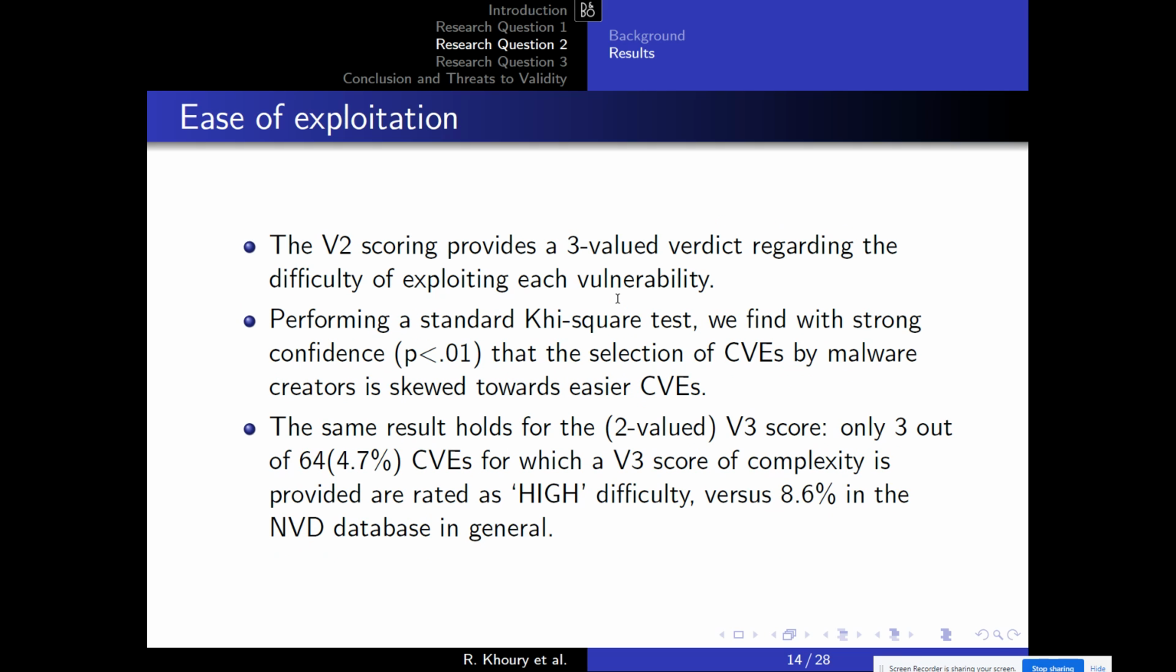The V2 scoring also provides a three-valued verdict regarding the difficulty of exploiting the vulnerability. It's either high, medium, or low. And for the V3 score, it's a two-valued verdict, high or low. Once again, we can find that IoT malware developers prefer vulnerabilities with lower exploit difficulty. Again, we performed the statistical tests and we could find with strong confidence that they prefer easier-to-exploit CVEs, and this result holds for both V2 and V3 rank.